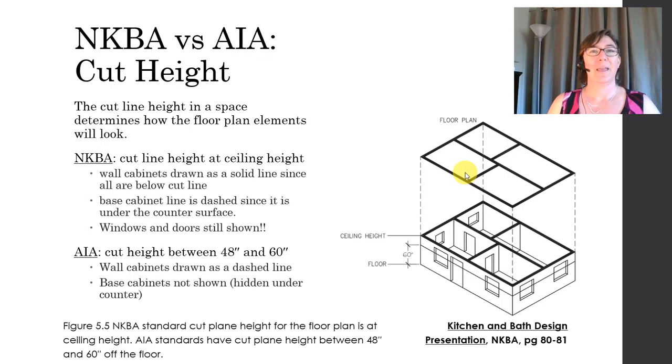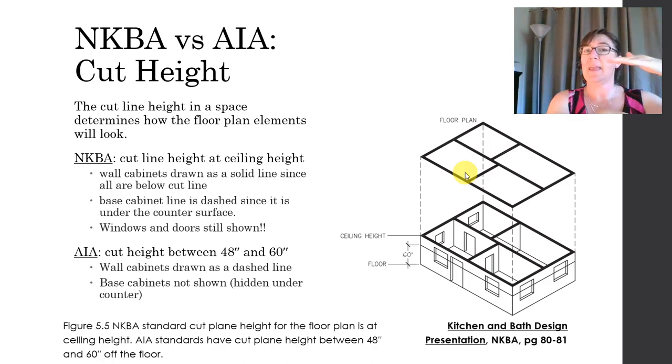So we mentioned that a floor plan is kind of like an overhead view of a space. But if you're going to get a little bit more complicated, it's actually a horizontal section through a space and then look down. And the determination of where you place that section line determines how some of your items will look on the drawings. In the NKBA standards, we are cutting off right at the ceiling height. Okay, and therefore all wall cabinets, your upper cabs, are going to be drawn as a solid line because they're below that cut line.